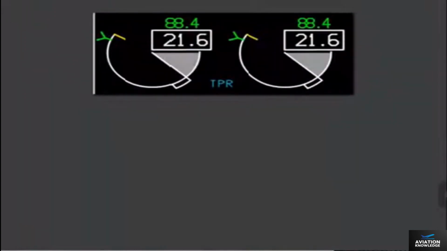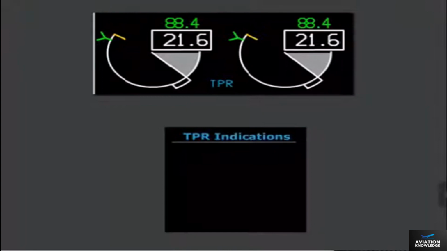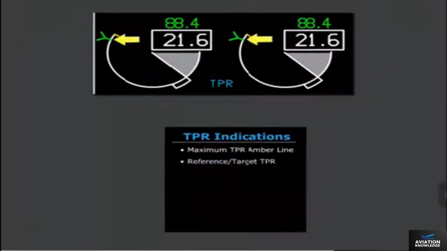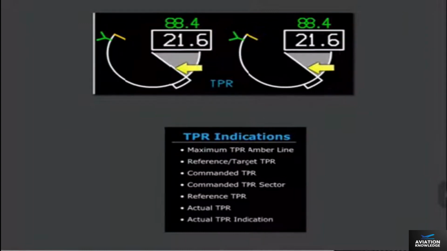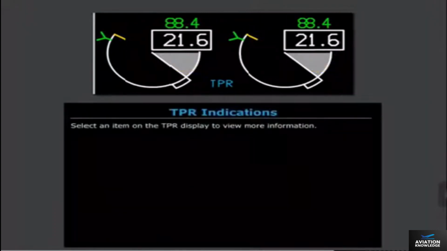The turbofan power ratio, or TPR gauge, is the primary thrust reference indication. The following items are displayed on the TPR indications: maximum TPR amber line, reference target TPR, commanded TPR sector, reference TPR, actual TPR, and actual TPR indication. Review the TPR indications before pressing the Continue button to resume the lesson.